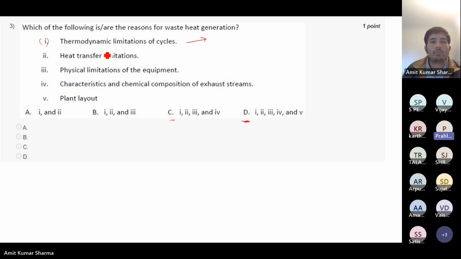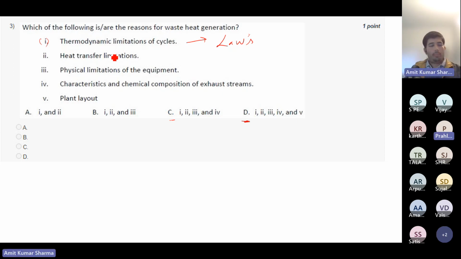Hello, sir. Good evening. For example, in case of Rankine cycle, because of the cycle, we cannot go beyond a certain pressure limit at the exhaust. Because if you reduce the pressure to extract more amount of work, still there will be other difficulties. So for that case, this thermodynamic limitation of cycle is one of the answers.